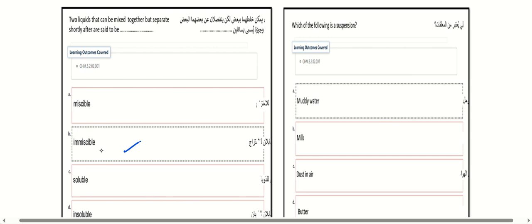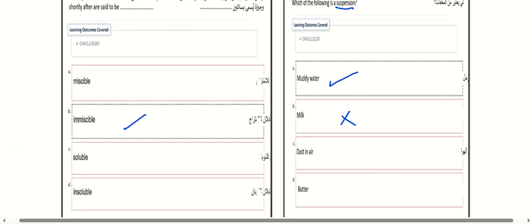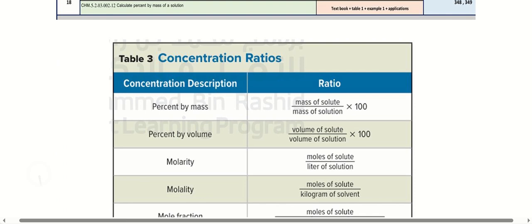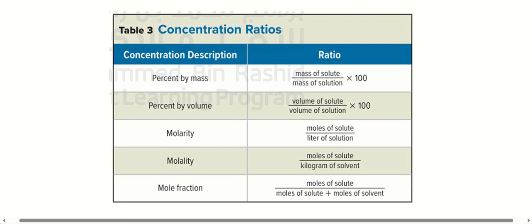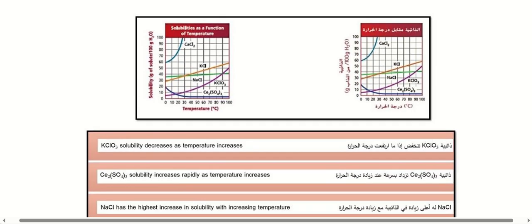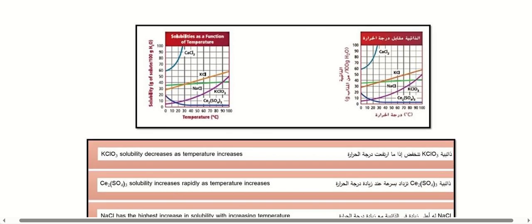Immiscible. Okay, what is the suspension? Of course, muddy water. Milk, no. Milk is colloid. Dust in air, no. Butter, no. Concentration ratio, we answered all the questions regarding this part. This is important.